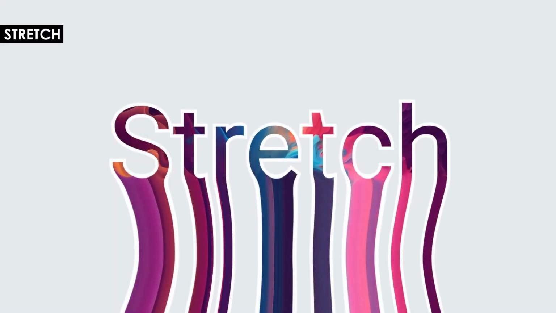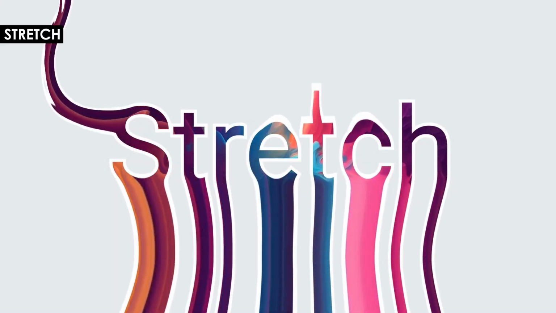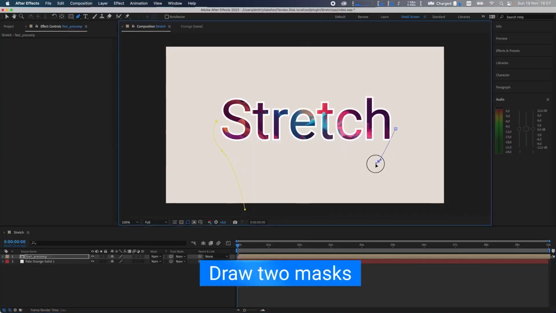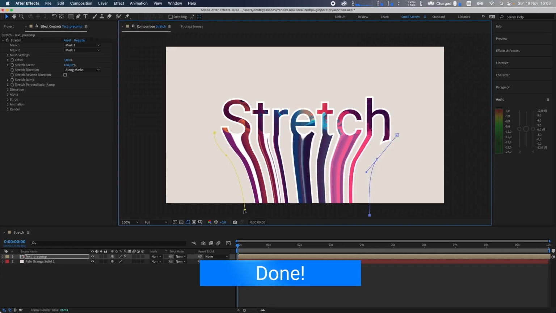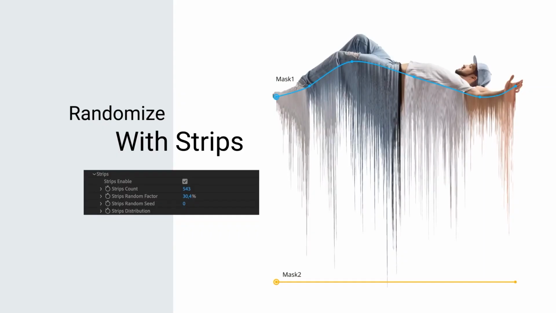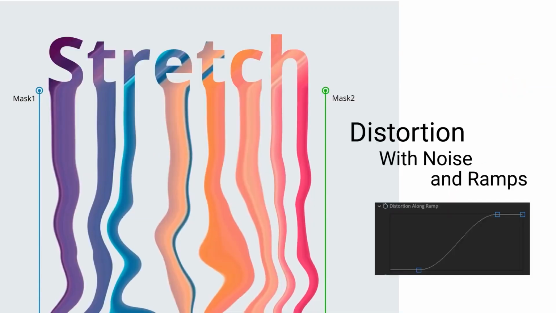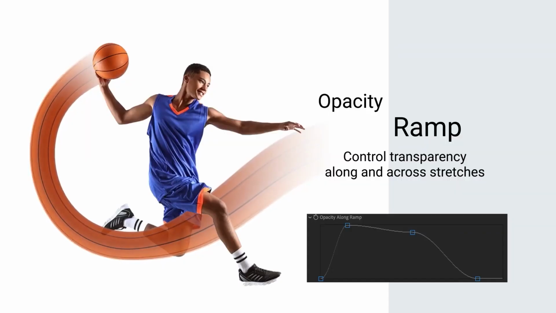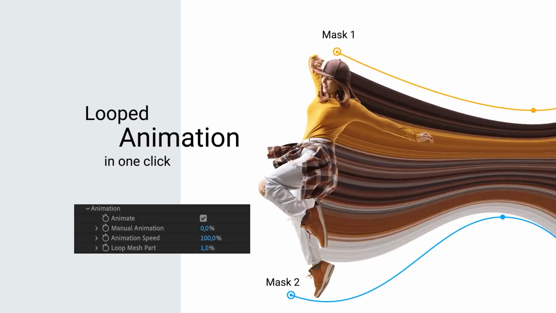Stretch is an After Effects plugin that allows you to stretch pixels along curved paths made with two mask shapes. And you can really stretch images in two ways, along or across masks. There are a ton of parameters that allow you to control the distortion, randomize with a parameter called strips, preview your stretch in wireframe mesh mode. You can really fine-tune the transparency along the stretches via opacity ramps, and you can even quickly create a seamless looping animation via a single click.